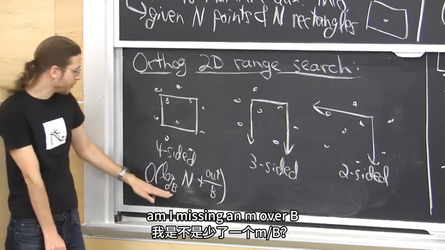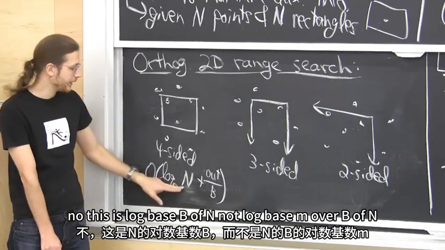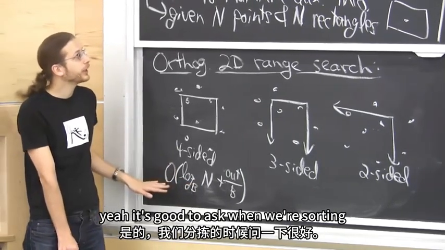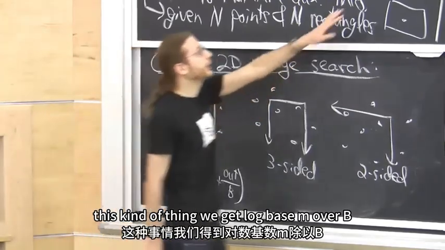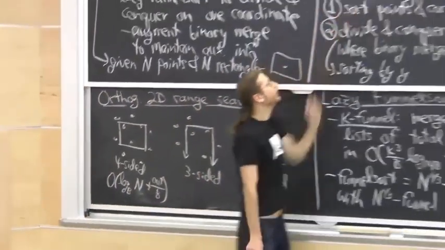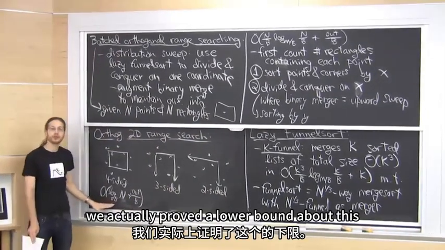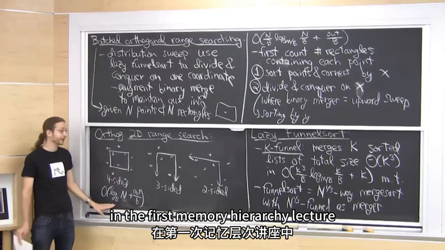Am I missing an M over B? No, this is log base B of N, not log base M over B of N. Yeah, it's good to ask. When we're sorting this kind of thing, we get log base M over B. But when you're searching, the best you can do is log base B. We actually proved a lower bound about this in the first memory hierarchy lecture.